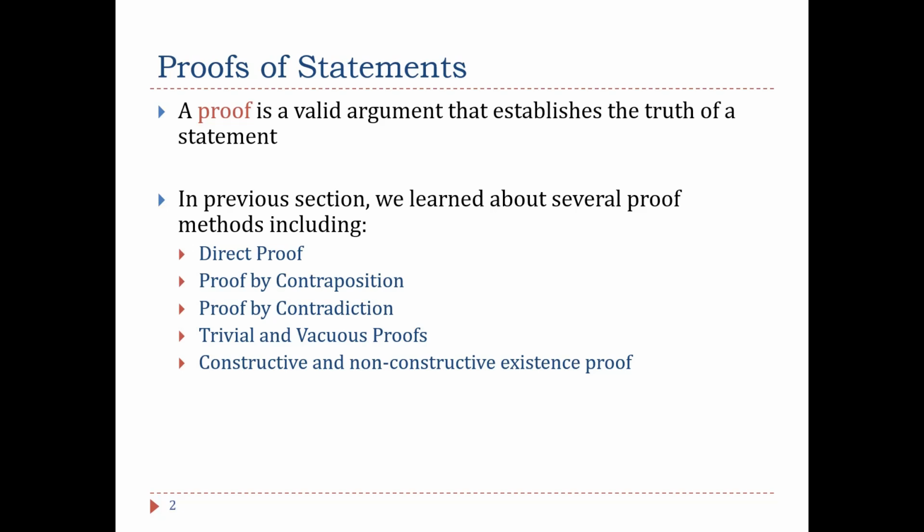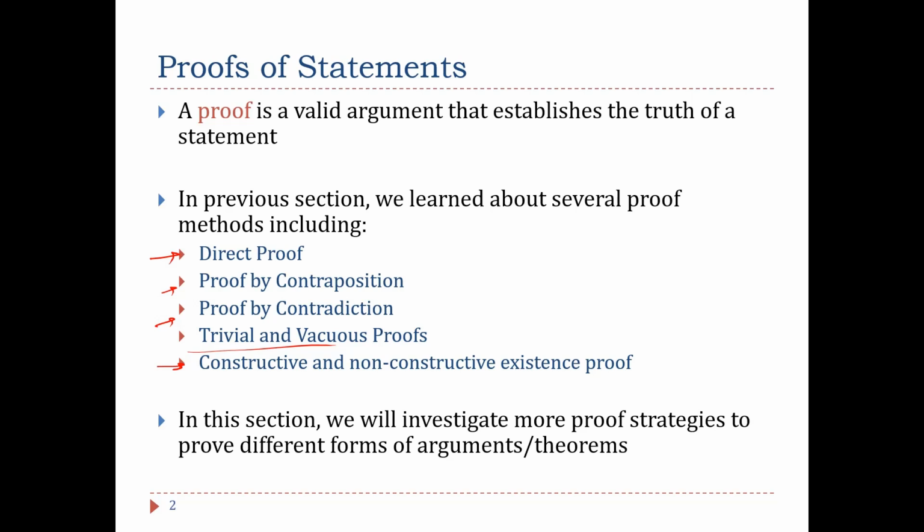part, we learned about direct proofs, proof by contraposition, by contradiction, trivial and vacuously true proofs, and constructive and non-constructive existence proofs. And we ended the discussion with a note on incorrect proofs, where we are driven by the conclusion that we want to reach, and we allow ourselves to make certain pitfalls without checking in depth the soundness of every step in the proof. In this section, we will investigate more on proof strategies to prove different forms of arguments or theorems.